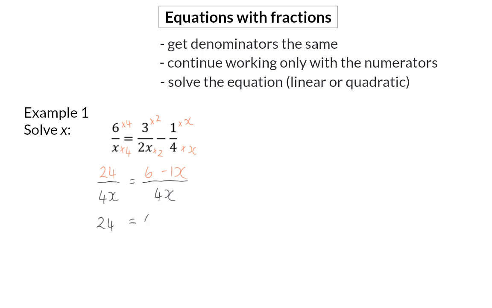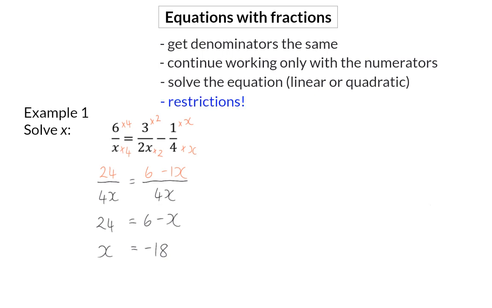Now, because the denominators are the same, we can continue working only with the numerators and say that 24 has to be the same as 6 minus x. Here we now have a linear equation, so when I solve for x, I will have 6 minus 24, and x will be minus 18.